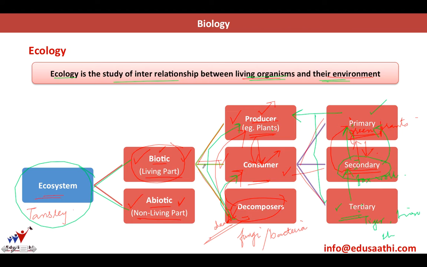Now, if I talk about the abiotic component, which is the non-living part, the examples would be water, light, temperature, air, humidity, minerals, etc. They all form a part of abiotic components. And then we have the food chain. Now, the food chain is basically the transfer of energy from the producer to primary to secondary to tertiary. So the food chain is the transfer of energy from a producer through a series of organisms.